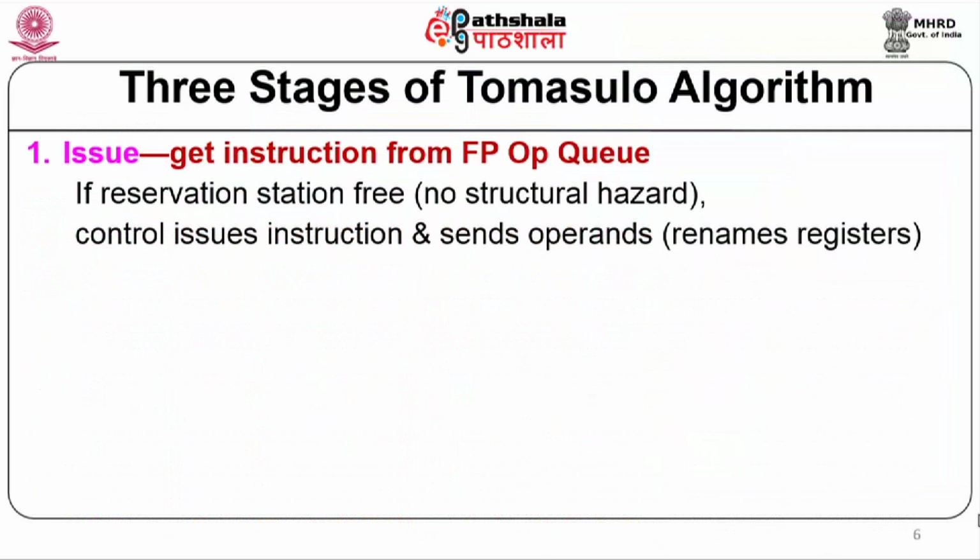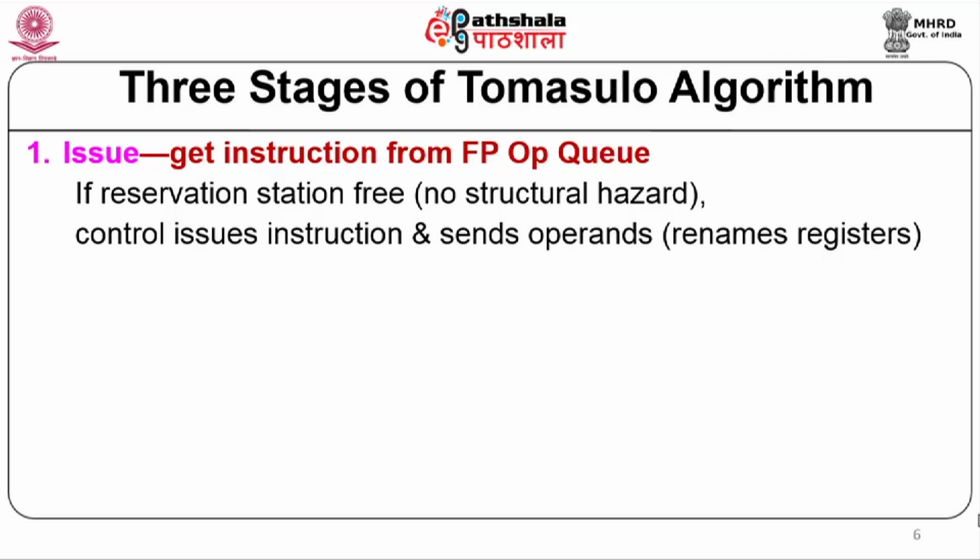If you look at the 3 stages of the Tomasulo algorithm, the first stage is the issue stage, where we get the instruction from the floating point queue. Because it is a queue that is maintained, the instruction is always removed from the top of the queue, on a first come first serve basis.